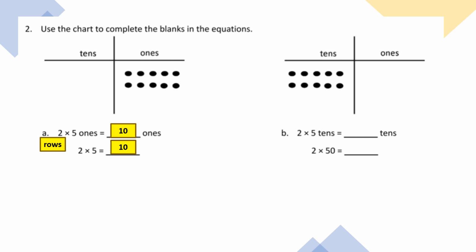Okay, we have the tens place again and the ones place. But this time, all of our discs are in the tens place. And right now, we have 2 rows of 5 tens. How many tens discs do we have in the tens place? Let's count them. 1, 2, 3, 4, 5, 6, 7, 8, 9, 10. We have 10 tens in the tens place.